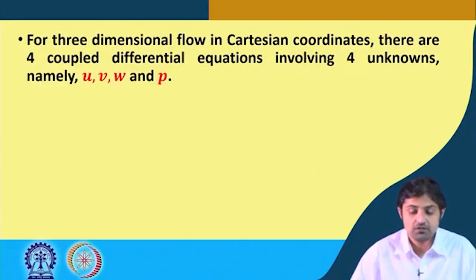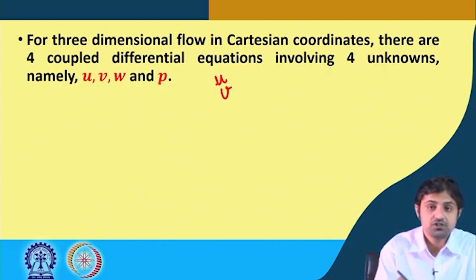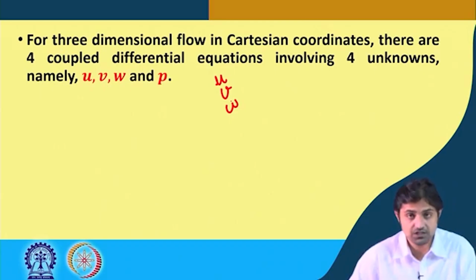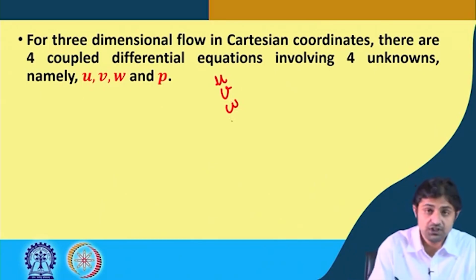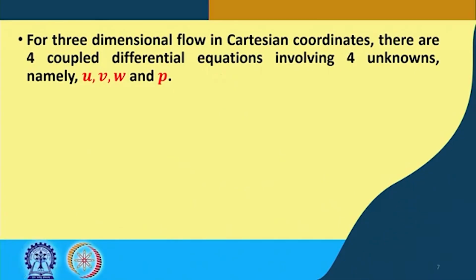So for 3-dimensional flow in Cartesian coordinates, there are 4 coupled differential equations involving 4 unknowns. So if there is a flow which is occurring in 3 dimensions, there are 4 different equations, all right, which involve 4 unknowns. One of the unknowns will be the velocity in the u direction, the other is going to be the velocity in the v direction, and the third one is going to be the velocity in the w direction. All 3 directions are velocities, and the fourth one is going to be the pressure, all right. So these are the 4 unknowns, as already written here: u, v, w and p.